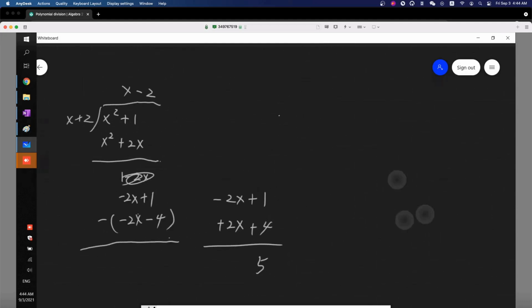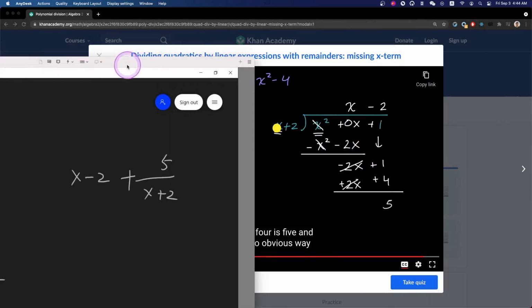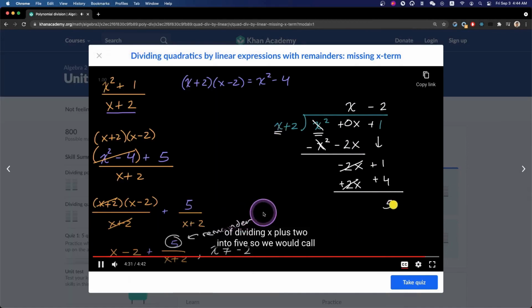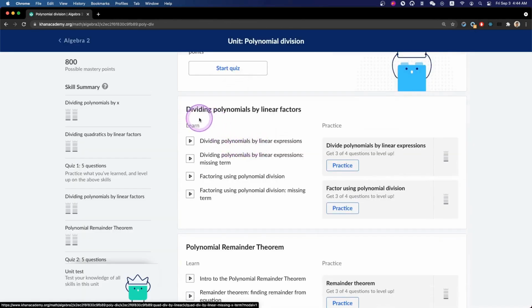So in the end, the answer would be x minus 2 plus 5 over x plus 2. Yeah, I think we were right if you look at the answer in that video. Dividing x plus 2 into 5, we would call that the remainder, exactly what we had before. When we divided with algebra, let's get into the division with polynomials, right?